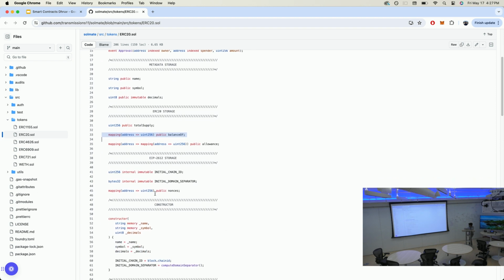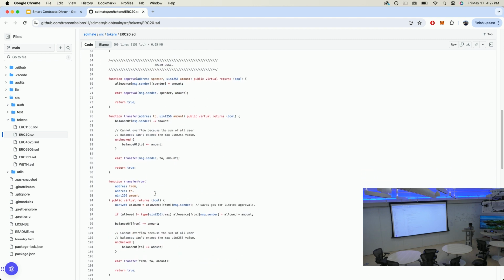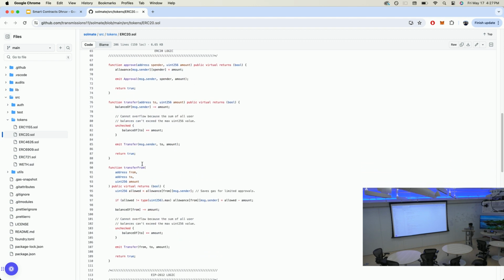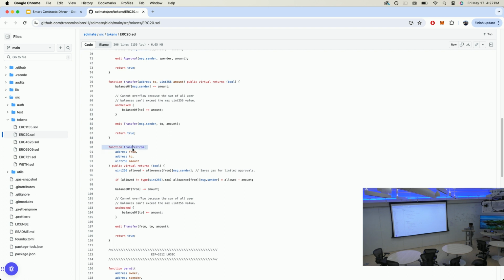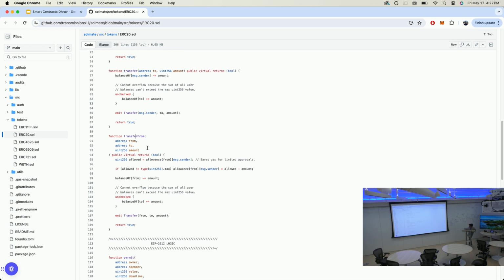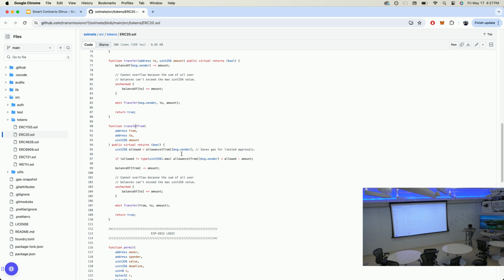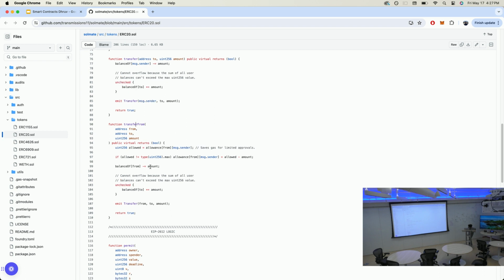If you keep going, you can see the functions. For example, in this transferFrom function, you have an address that somebody is sending this token from, an address they're sending it to, and the amount. And right here, you can see it's updating the balance, reducing this amount of that token from what the user holds. And then it's emitting those events that we saw above.